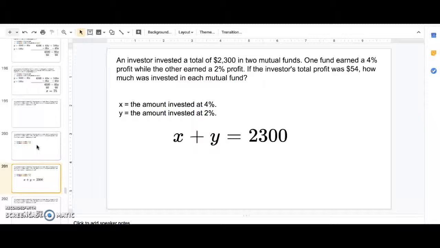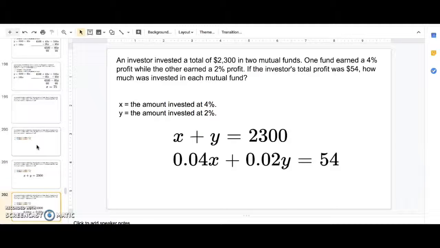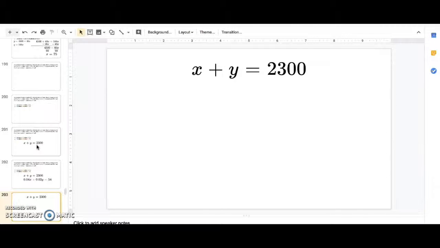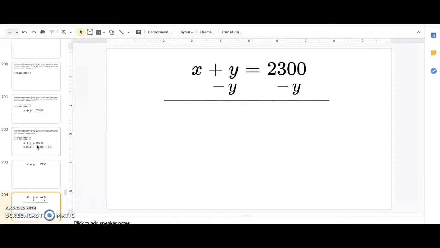For my second equation, I have a total profit of $54. We know each amount invested is at 4% for X and 2% for Y. Turning those into a decimal, you move the decimal place to the left two places, so 4% becomes 0.04 and 2% becomes 0.02. So you have 0.04x plus 0.02y equaling 54, and that will be my amount earned, my profit. So I'm going to solve the first equation for x first to solve this by substitution.